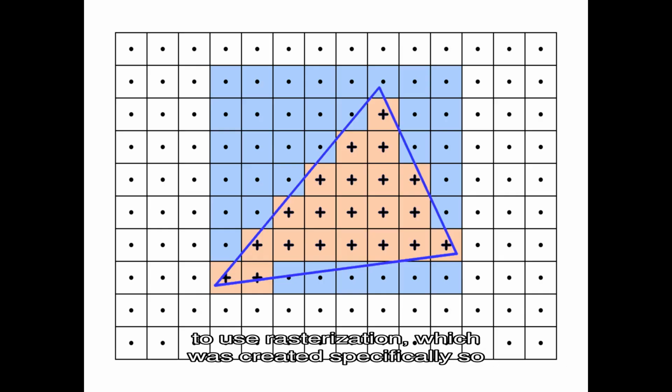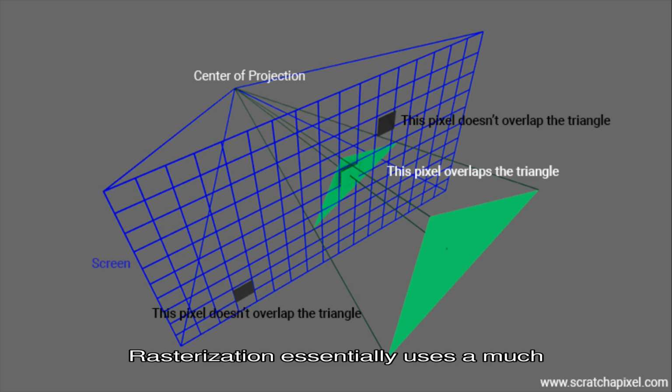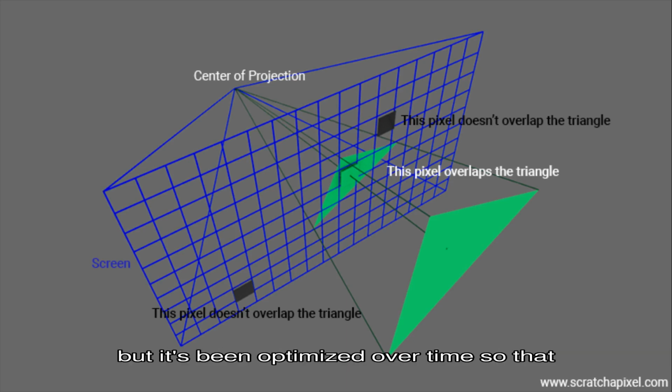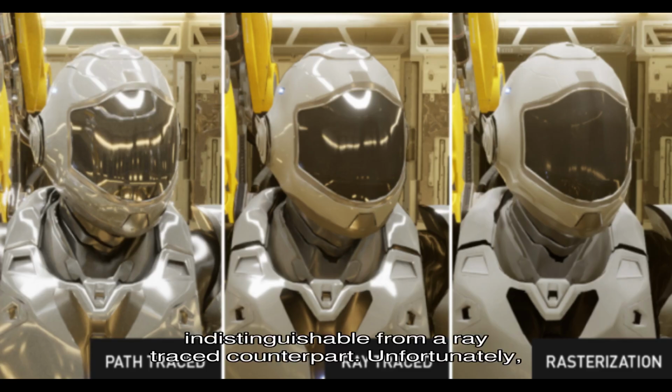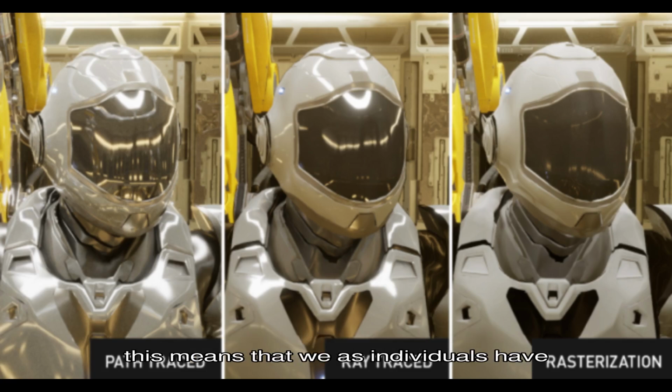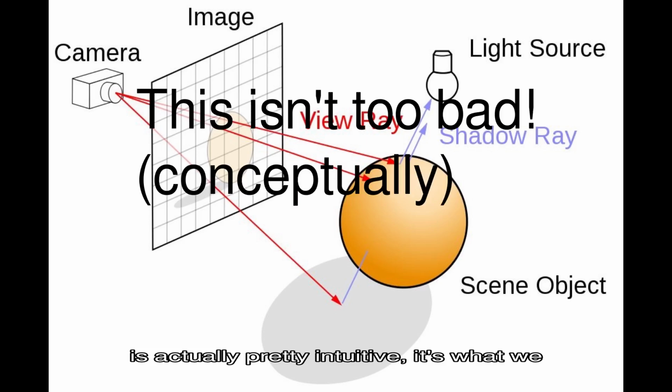We're actually going to use rasterization, which was created specifically so that the computer wouldn't have to do all this work. Rasterization essentially uses a bunch of shortcuts to fake the results, but it's been optimized over time so that the results are pretty astonishing and often indistinguishable from a ray traced counterpart. Unfortunately, this means that we as individuals have to do more work because ray tracing is actually pretty intuitive. It's what we would prefer to work with. It's just hard for our computers to handle.